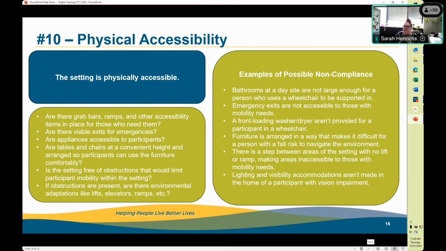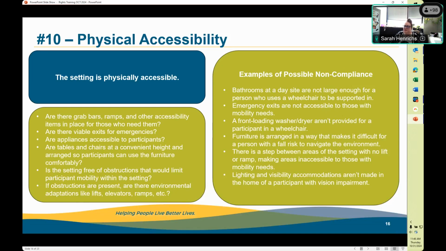You know, provide them with appliances to the best of their abilities that the participants can use as independently as possible. Could be an important thing to think about. Furniture is arranged in a way that makes it difficult for a person with a fall risk to navigate their environment. If there was maybe a step between two areas of the setting with no lift or ramp, basically making the areas on either side of that step inaccessible to somebody who uses a walker or uses a wheelchair.